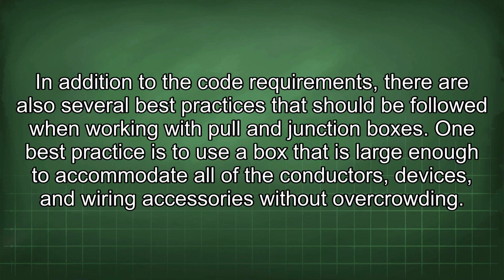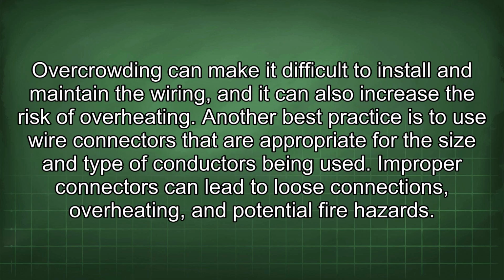In addition to the code requirements, there are also several best practices that should be followed when working with pull and junction boxes. One best practice is to use a box that is large enough to accommodate all of the conductors, devices, and wiring accessories without overcrowding. Overcrowding can make it difficult to install and maintain the wiring, and it can also increase the risk of overheating. Another best practice is to use wire connectors that are appropriate for the size and type of conductors being used. Improper connectors can lead to loose connections, overheating, and potential fire hazards.